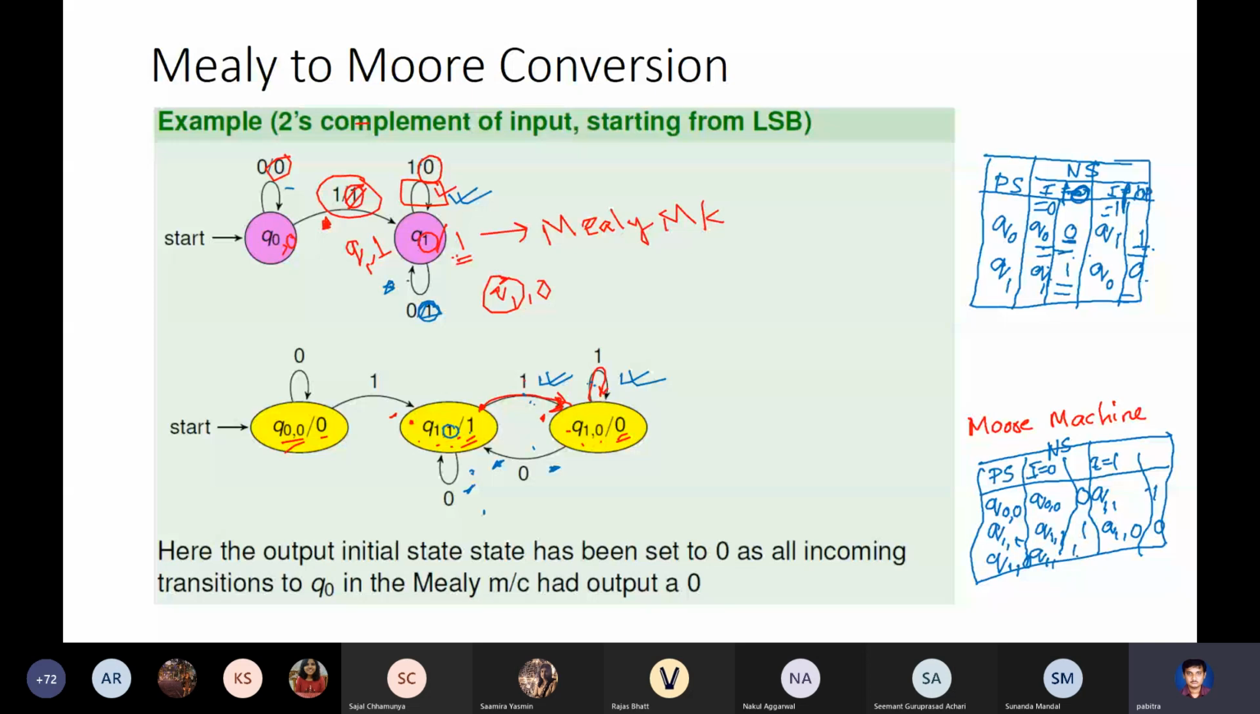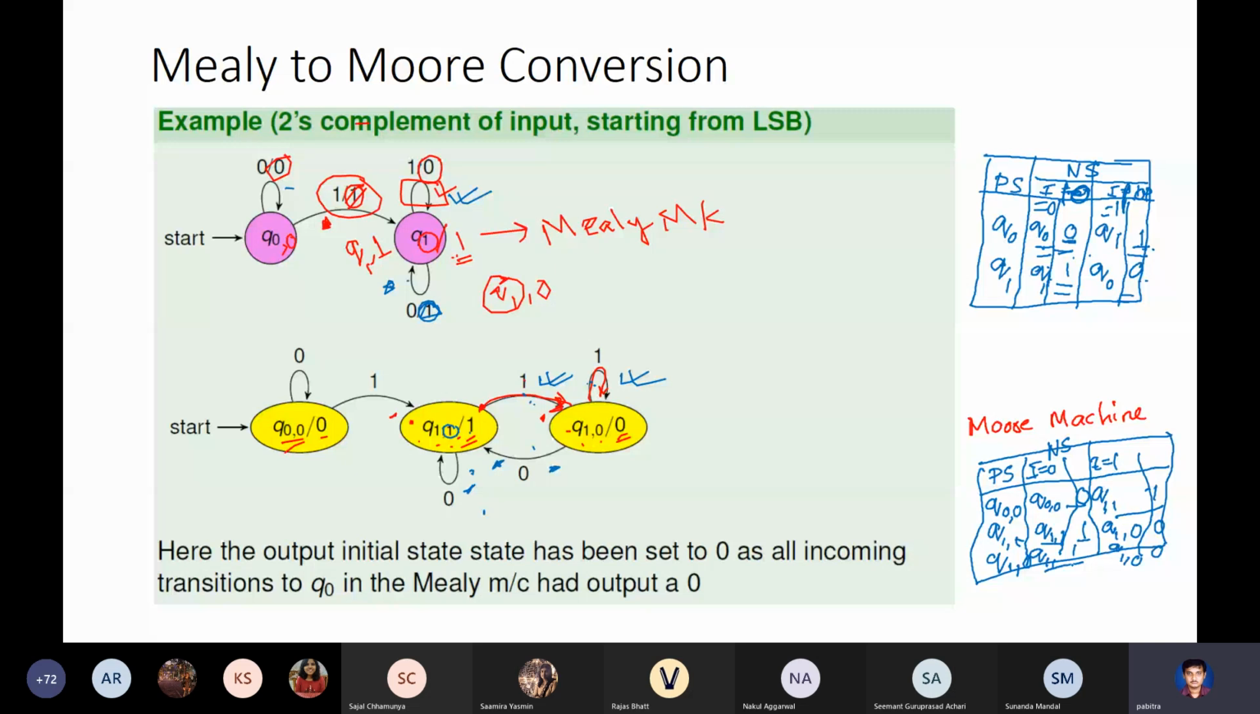Now let's see. Q00 output is 0. Anywhere else Q00? No. Q11 output is 1. Q11 output is 1. Q11 output is 1. So whenever the next state is Q11, the output remains the same. Okay, which means it is a Moore machine. So whenever the next state is the same, the output is also the same. Okay, so that's what we have achieved here.